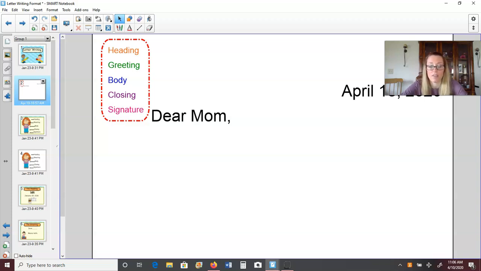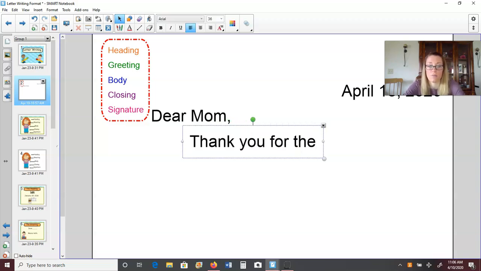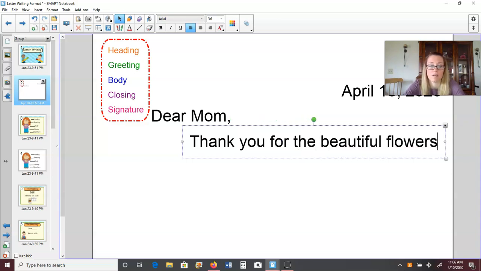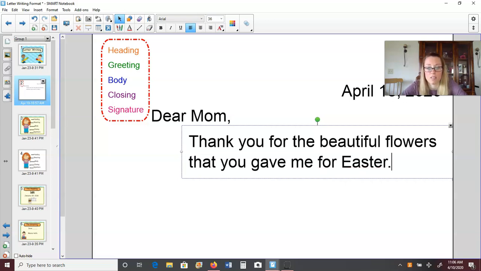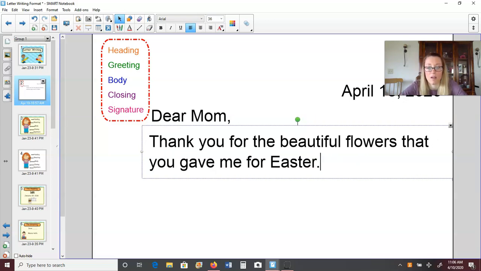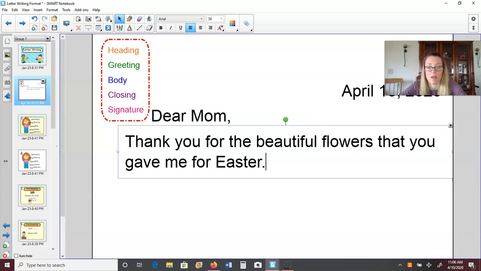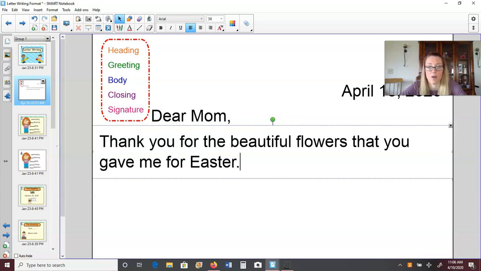So if we're writing a thank you letter, typically we want to start off maybe with saying thank you. Okay, so thank you for the beautiful flowers that you gave me for Easter. Now I need to adjust this since I am typing my letter. I'm going to stretch out where my text can go.